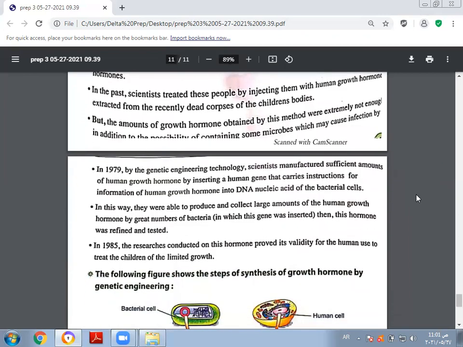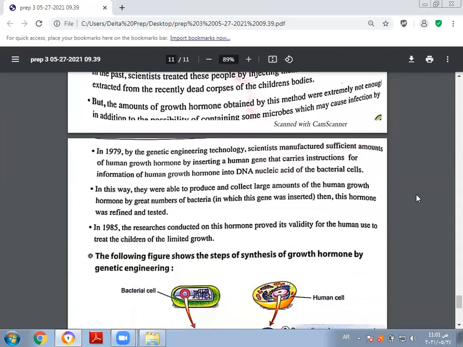And in 1979, by genetic engineering technology, scientists manufactured sufficient amounts of human growth hormone by inserting a human gene that carries instructions for the formation of human growth hormone into the DNA nucleic acid of a bacterial cell. In this way, they were able to produce and collect large amounts of human growth hormone from great numbers of bacteria in which this gene was inserted. Then this hormone was refined and tested to be used.